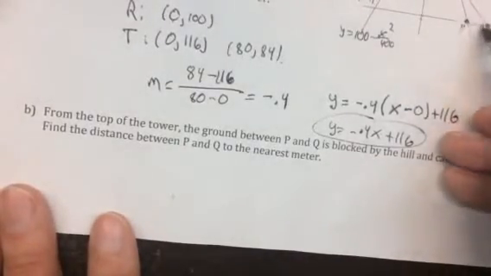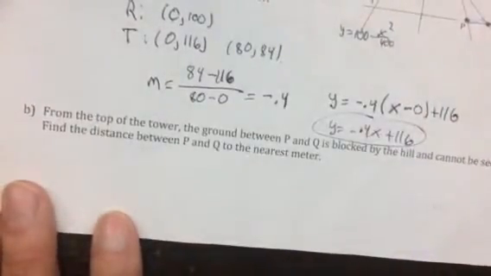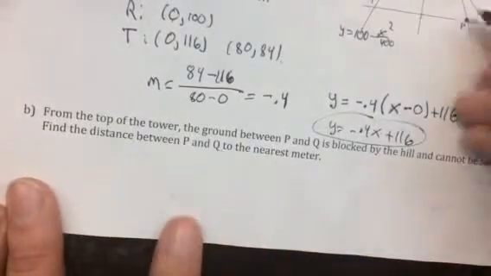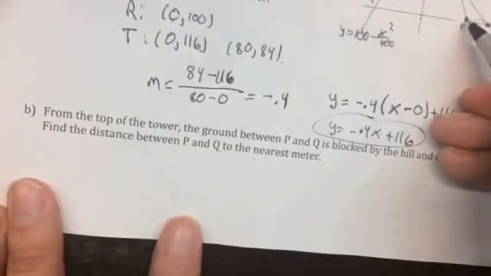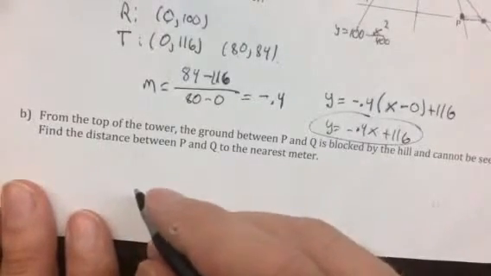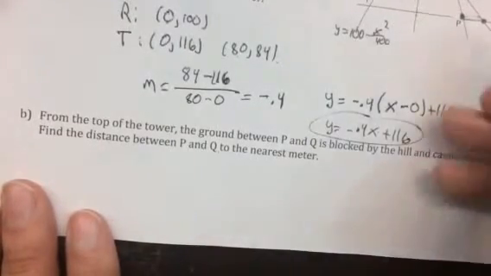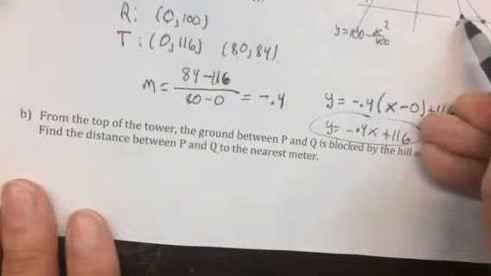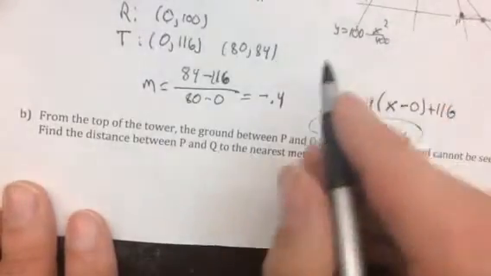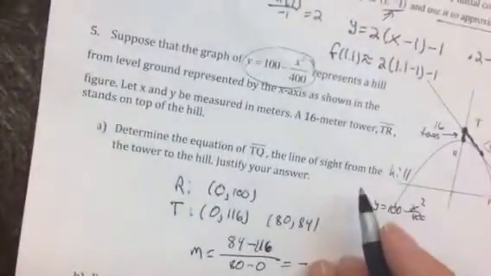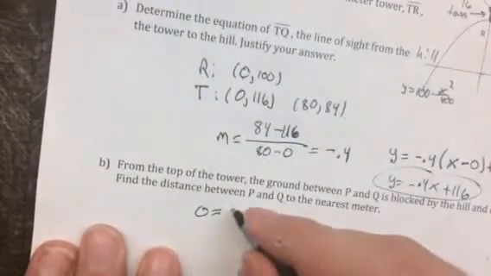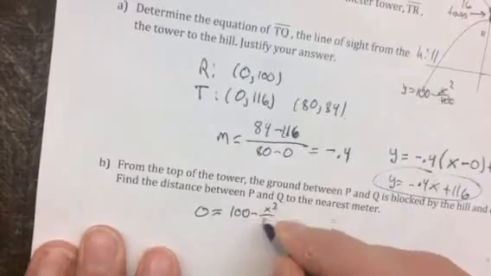So you can't see this part of the ground from the hill, and we want to know how big that distance is. Find the distance between P and Q. Well, I need two things. I need the x value of P and the x value of Q. We can use a very similar method on both of these to find the x value of P. Well, this is the x-intercept. It's where the y value is 0. And so I can take this hill function and set it equal to 0. 0 equals 100 minus x squared over 400.